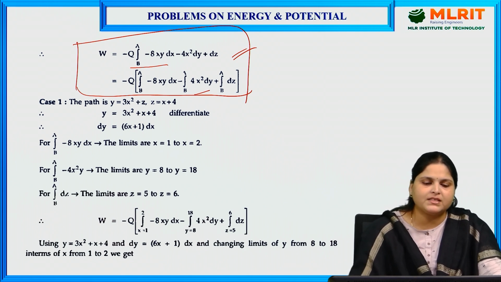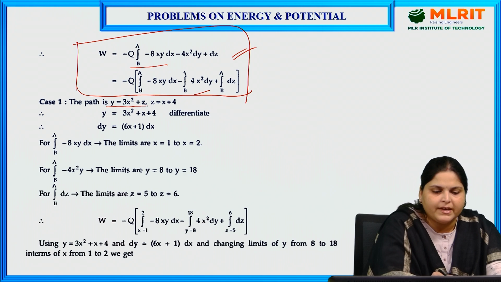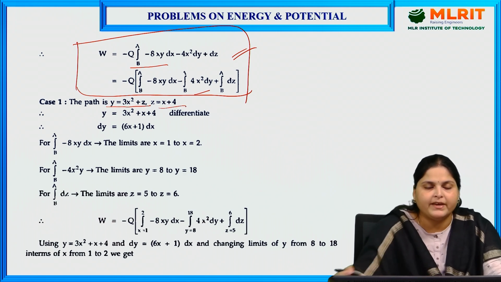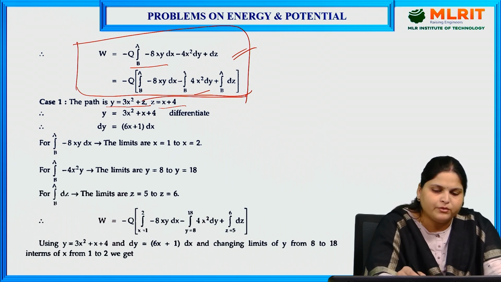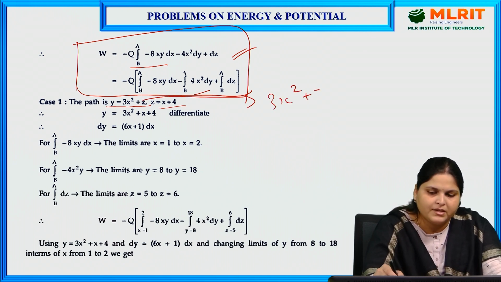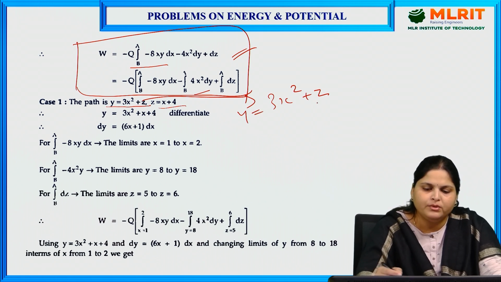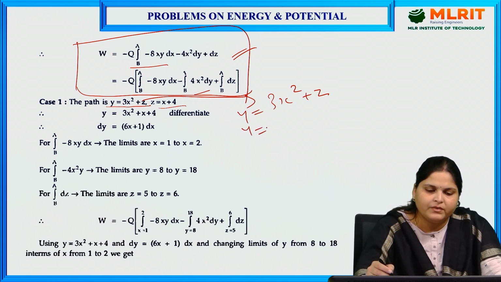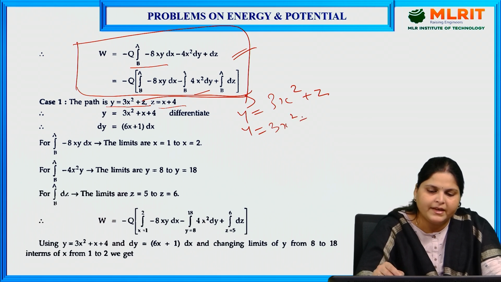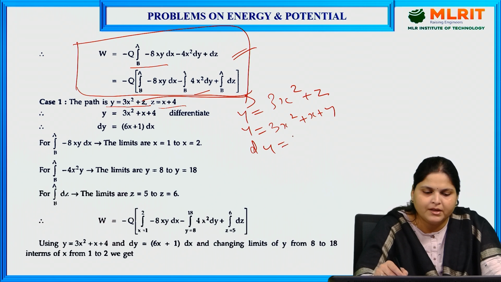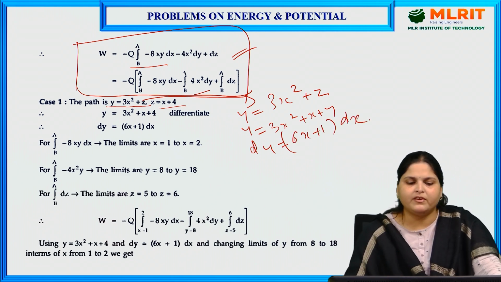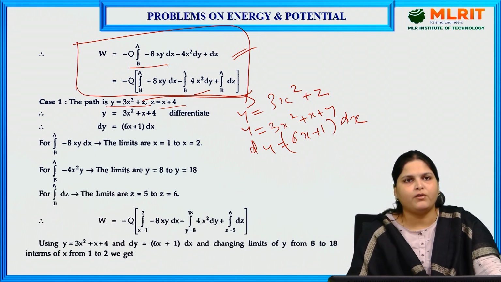Now the path is given. y is equal to 3x square plus z and z is equal to x plus 4. In this one, if you see 3x square plus z, this is equal to y. Now if we want to keep it in x format, in place of z we can write x plus 4. And if you differentiate it, it will become 6x plus 1 dx, which will be useful to write in this particular formula.